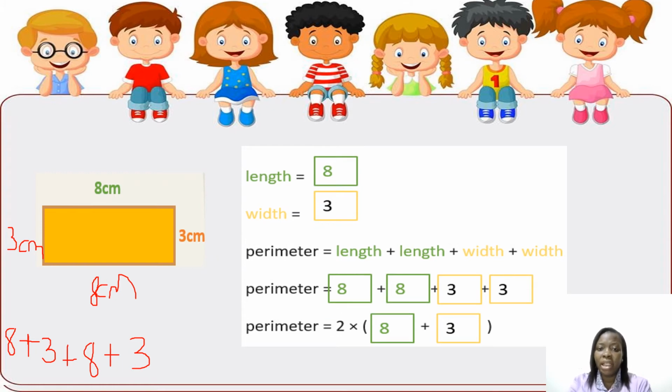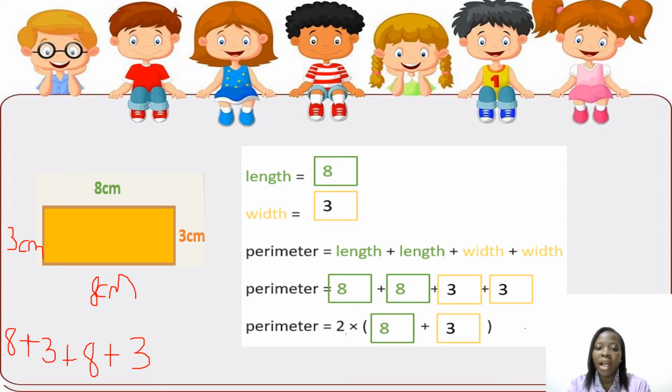The length is 8 centimeter, the width is 3 centimeter. So perimeter is length plus width plus width. Now when you add up all this, you get the perimeter. Now the formula we are learning today is, instead of going through all this process of saying 8 plus 8 plus 3 plus 3, you can simply add the length and the width, which is 8 plus 3, which we have here, then multiply your answer by 2. This makes your work much easier.